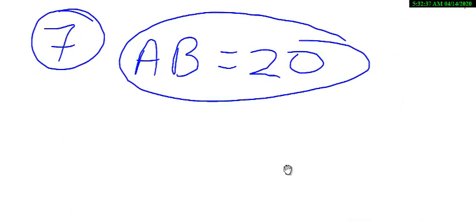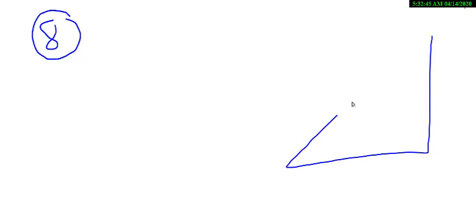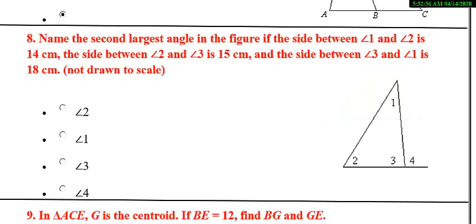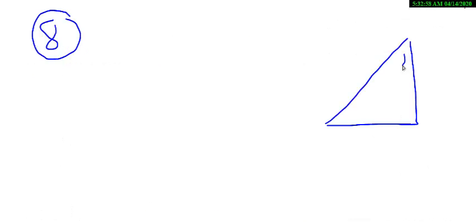So I'm gonna move up. This will be question number 8. I'm gonna draw a triangle here. According to the given triangle, this will be angle number 1, 2, 3. According to the given information, this side will be 14, this will be 15, and this will be 18.